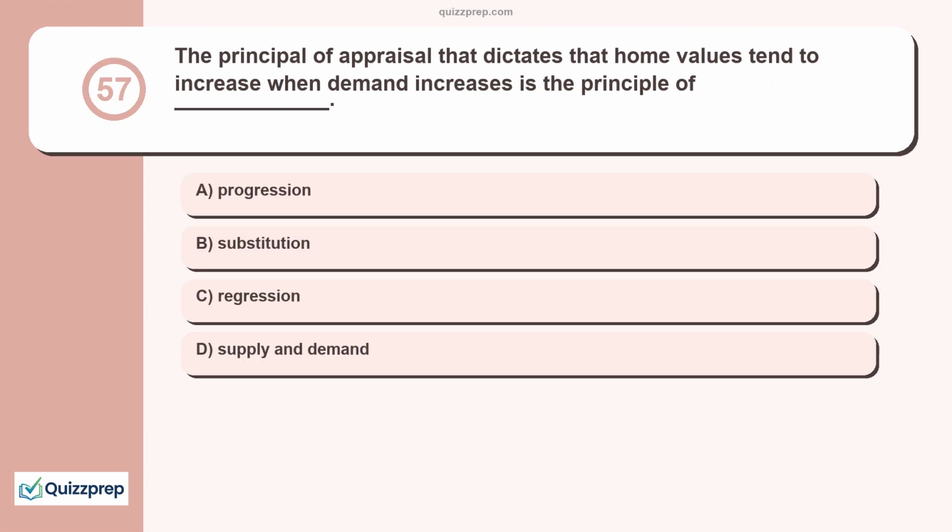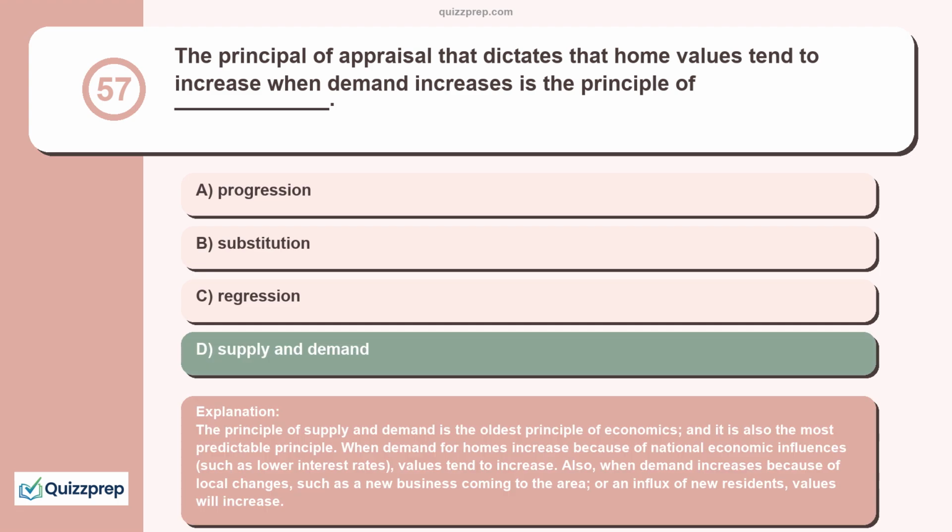Question 57. The principle of appraisal that dictates that home values tend to increase when demand increases is the principle of blank: progression, substitution, regression, supply and demand.